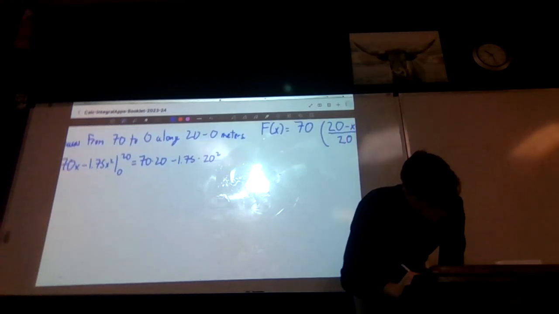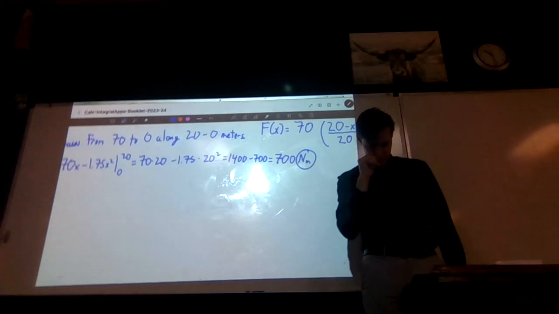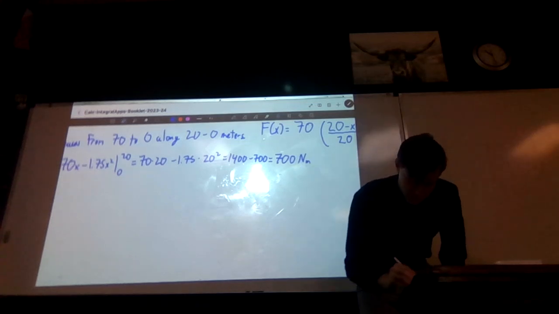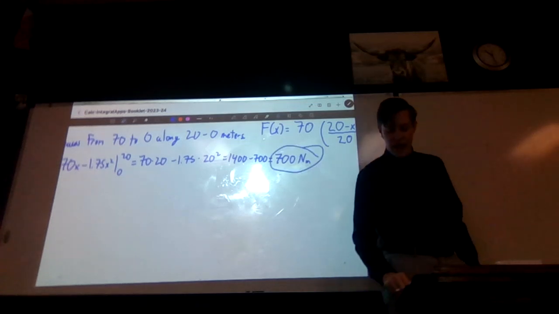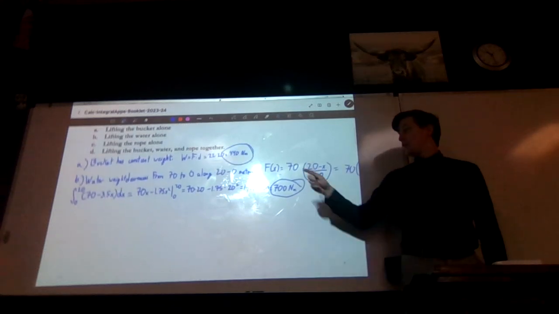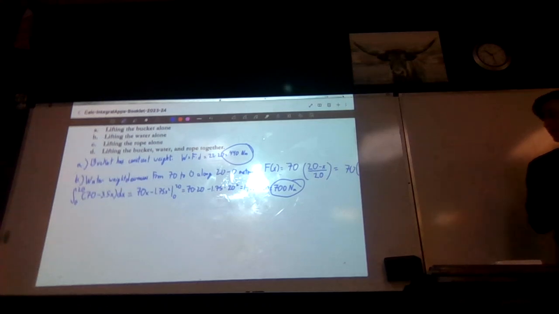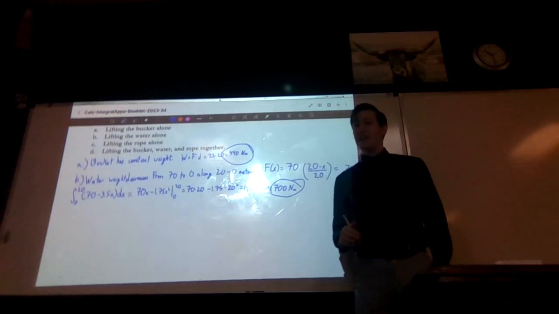We can get 1400 minus 700 equals 700. I'm just going to circle the whole thing. So now, how much work did we have to do to just pull the bucket up? 440. How much work do we have to do to pull up the water in the bucket? 700.